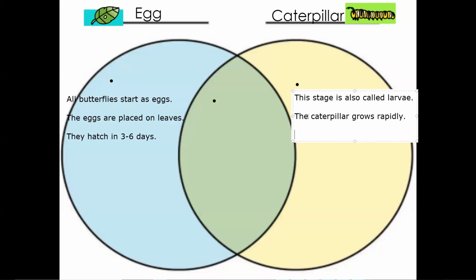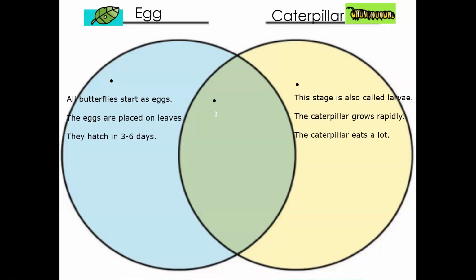What else do we see? We see that the caterpillar eats a lot. The egg does not eat because this stage is when the caterpillar has not hatched yet. So it's still inside its egg. It doesn't come out and eat yet. So we're going to write that on the caterpillar side. The caterpillar eats a lot. So these are the things that I see are different about the caterpillar compared to the egg.